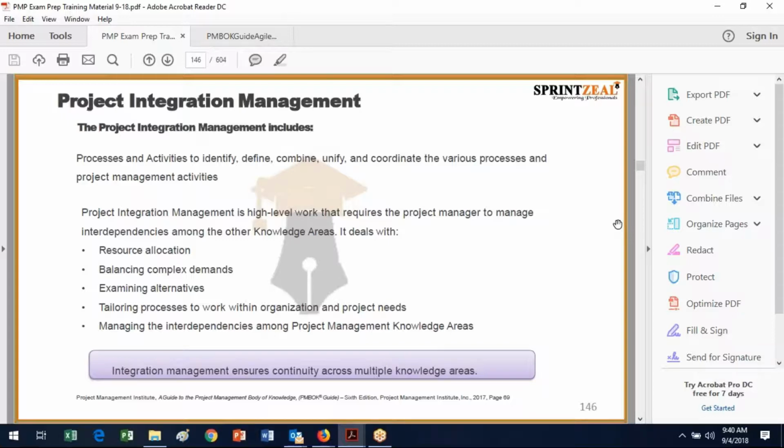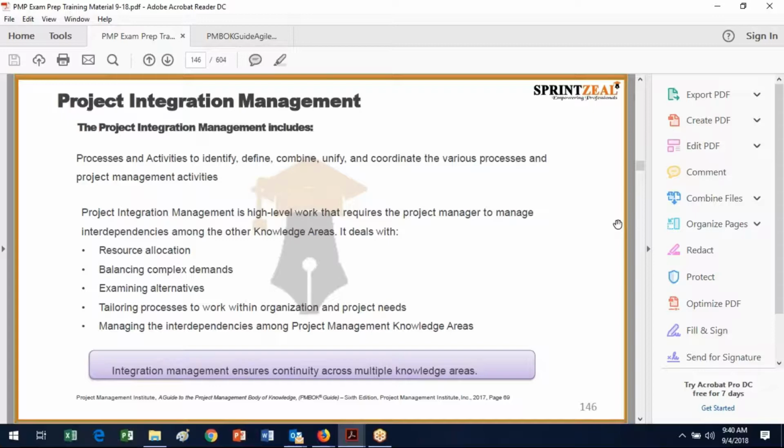So again, this is the high-level work that the project manager does to manage the interdependencies among the other knowledge areas. So this is kind of the spine, if you will, and then all the other parts are the muscles and the tissues and the limbs and whatever, hanging off the skeleton.